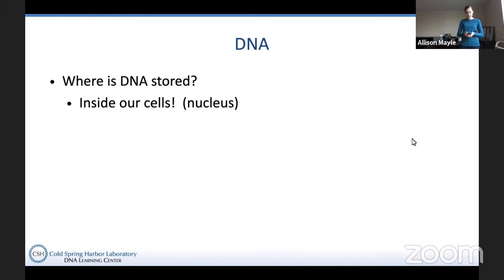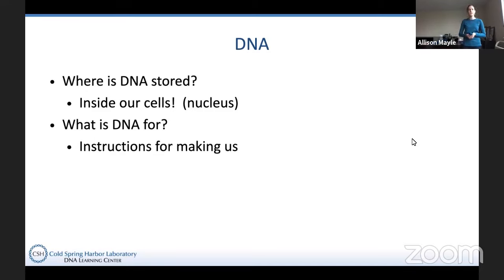What is that DNA for? Why do we have DNA? Usually students can tell me you get your DNA from your parents, but why do we have it? So DNA is instructions for making us who we are. It's instructions for giving us our traits, so what we look like, what kind of features we have, and it's also instructions for performing functions, things that our cells need to do for us to be alive and for us to do anything we want to do.